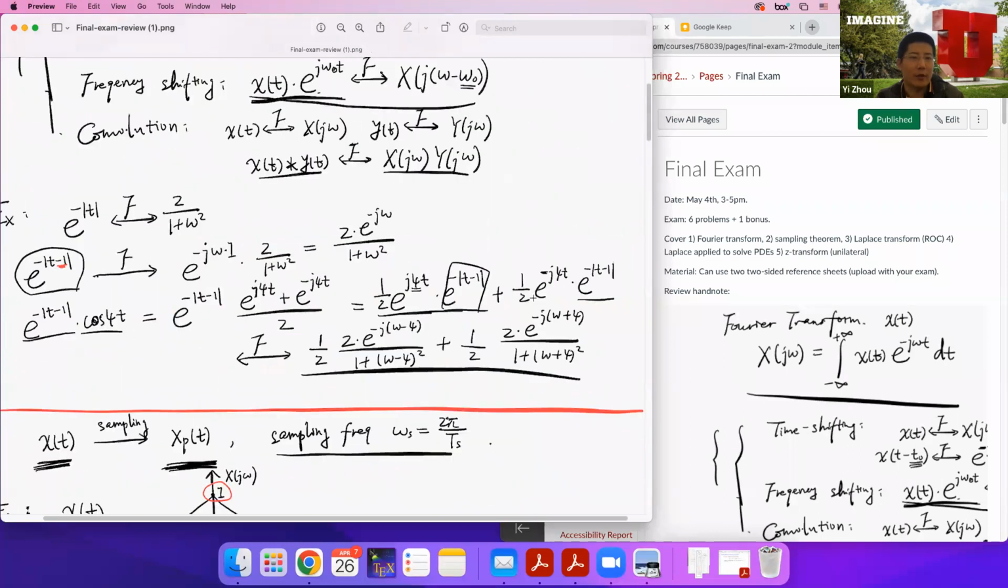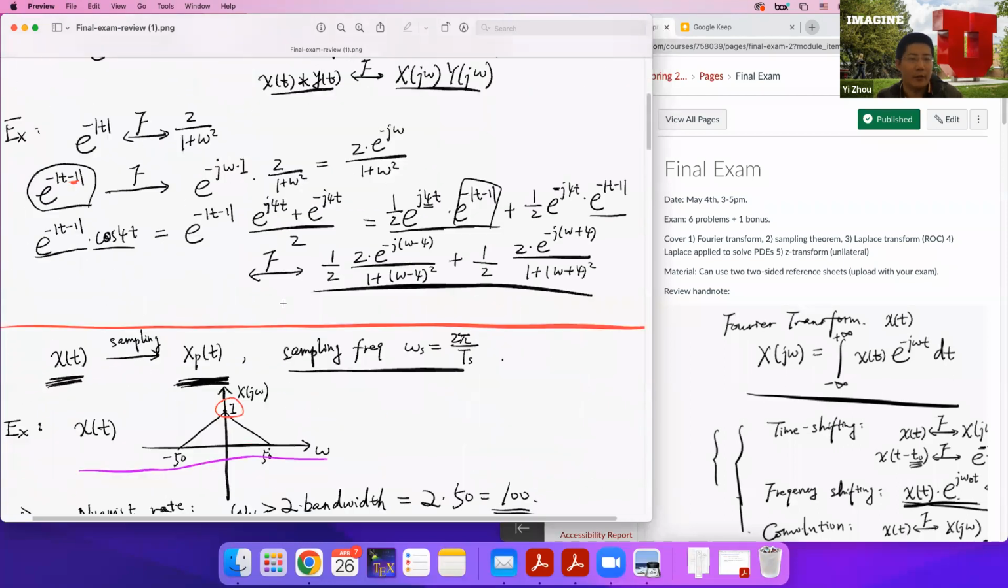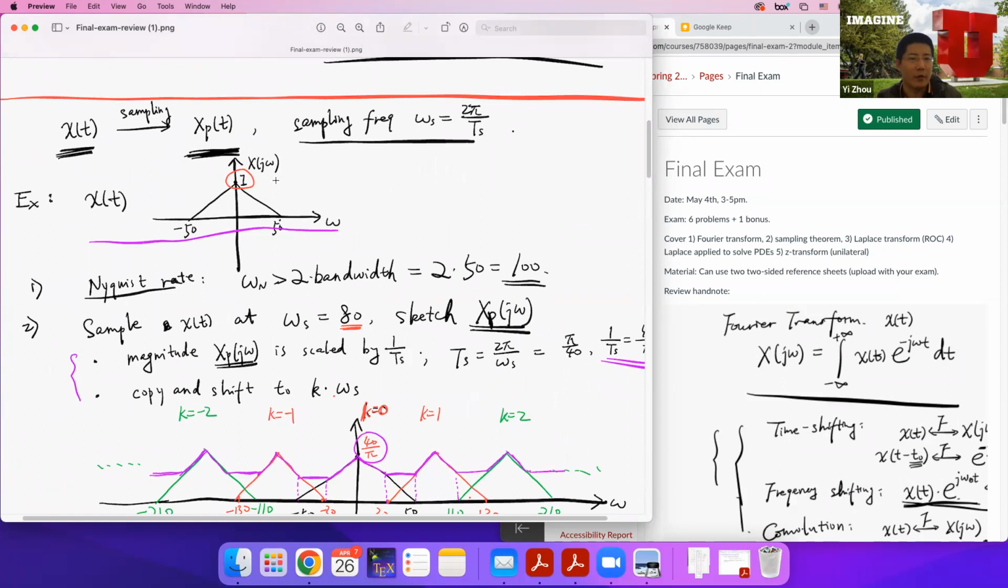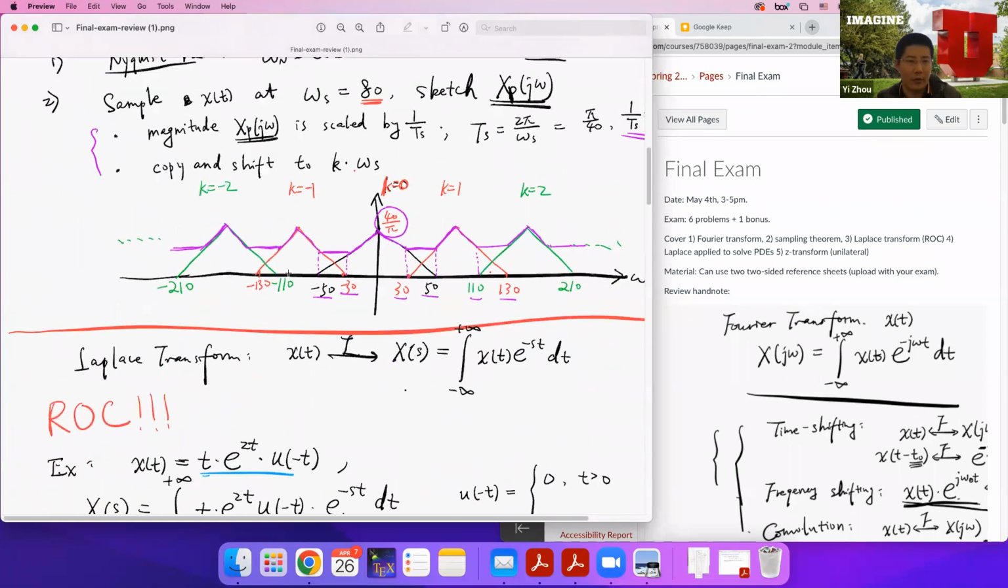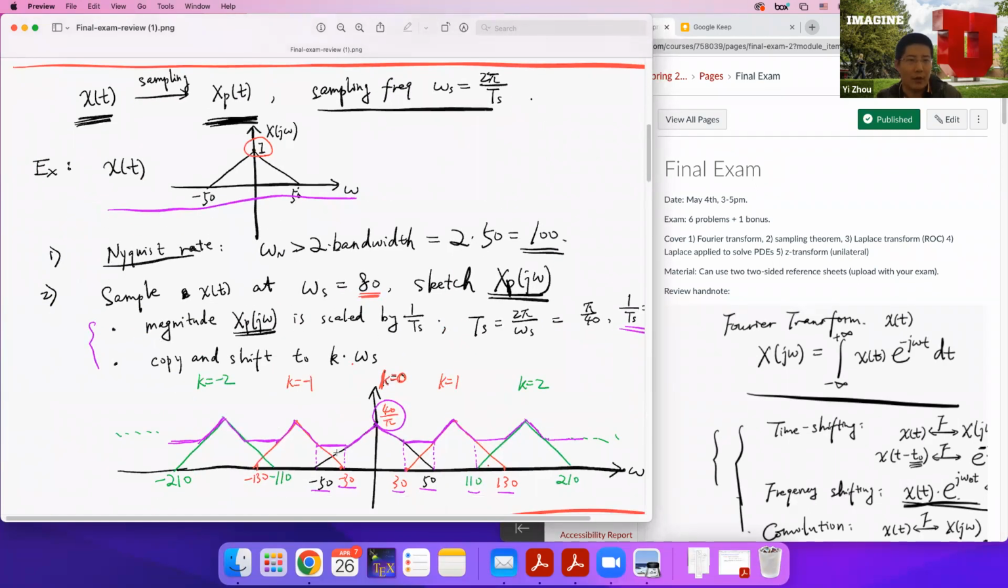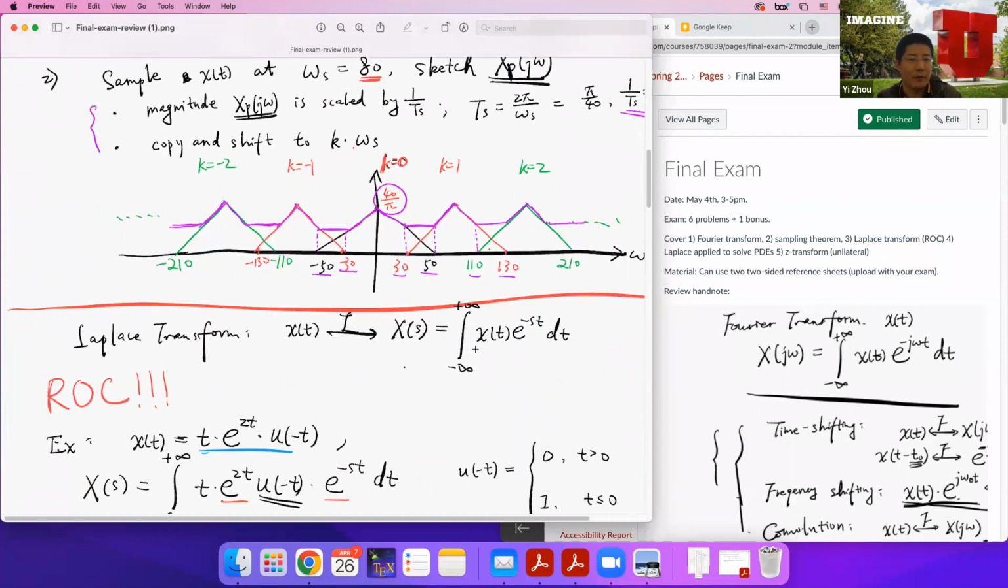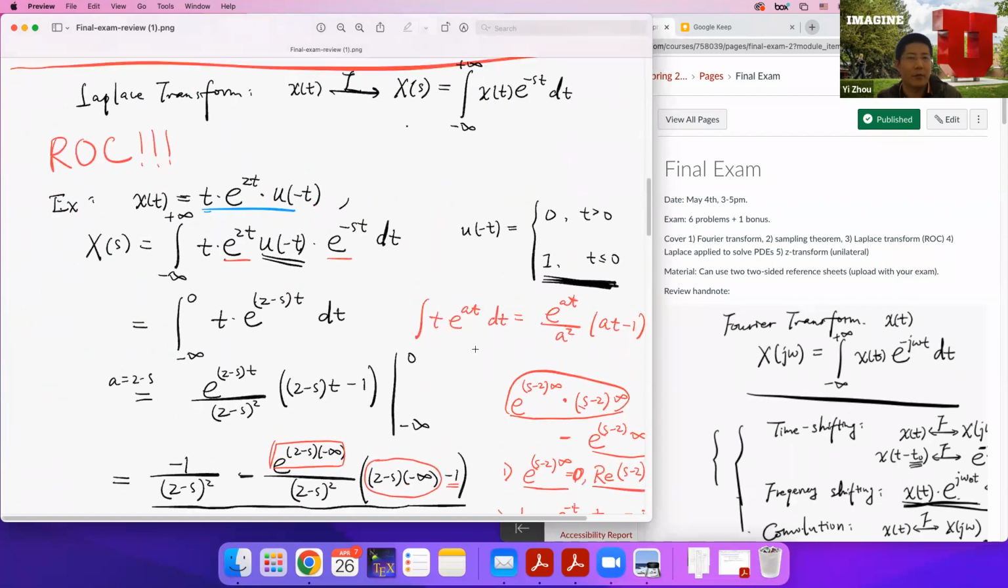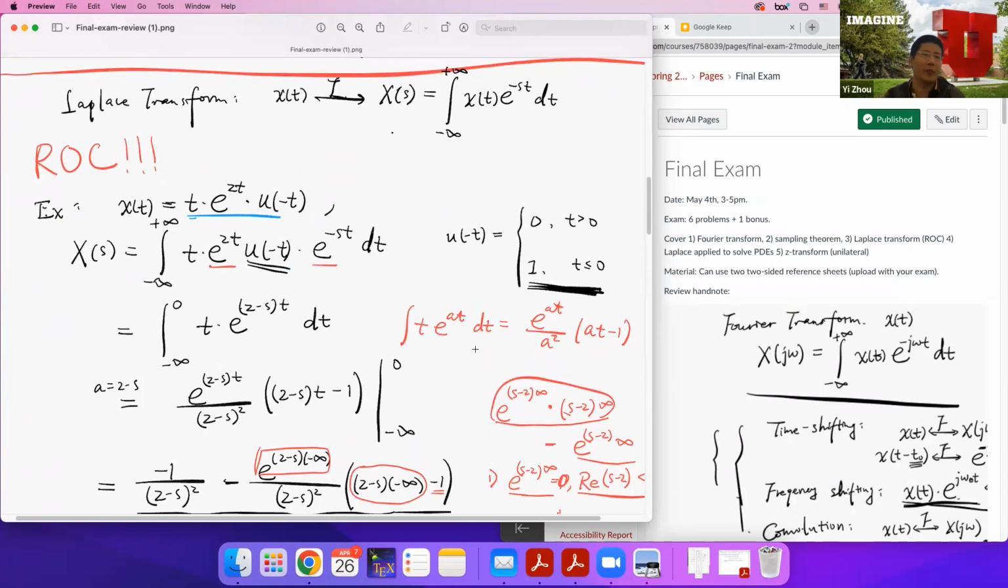Okay, so this is the Fourier transform and the sampling theorem. It's about the concepts that we talked about in midterm 2. And for the final exam, the majority part of the exam will be relating to the Laplace transform and Z transform. So let's go over some examples.